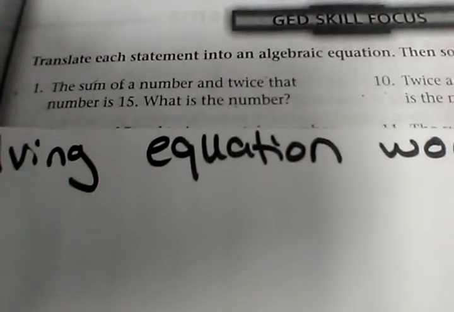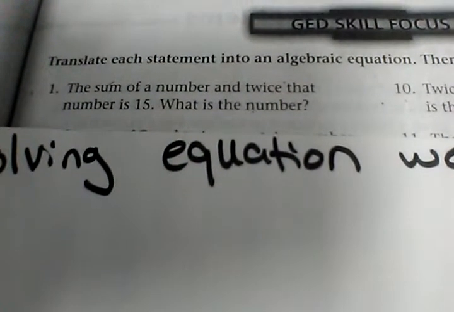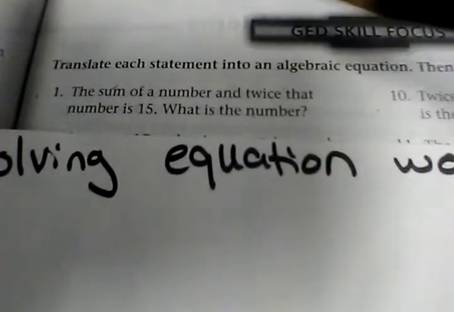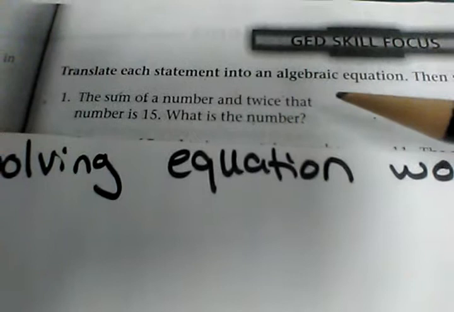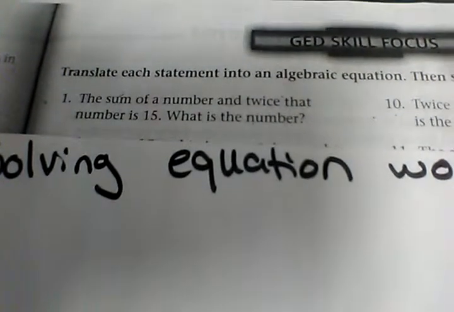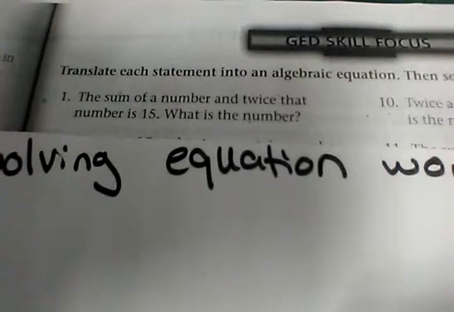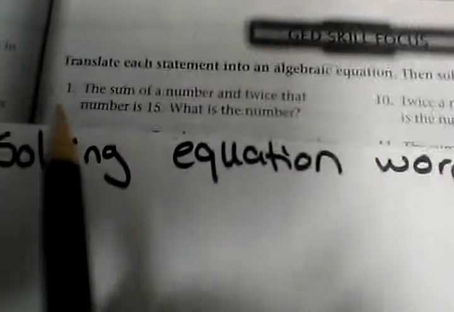The problem says the sum of a number and twice that number is 15. What is the number? When you're faced with a word problem, the best thing to do is look for what is important. If you can underline it, underline it. If you can highlight it, highlight it. If not, jot it down on paper. But you look for what's important.